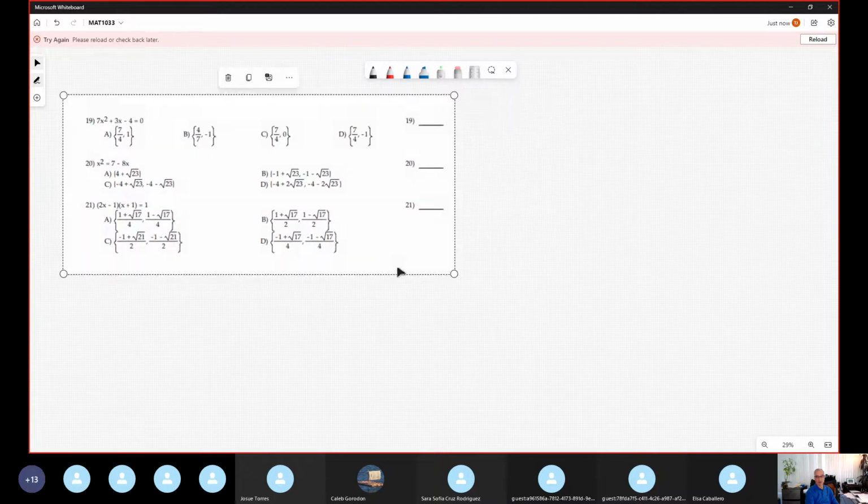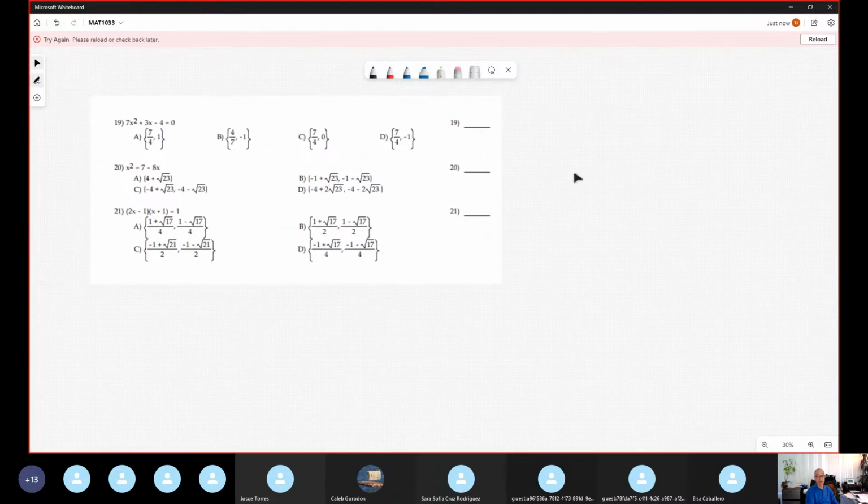Sometimes it's easy, so you try factorization first. If it's too hard or impossible, because sometimes it's impossible, you do it by the quadratic formula. The quadratic formula, definitely, you always get an answer. Always, always. Factorization is nice, but it's weak. Not always do you see the combination, or sometimes it's impossible.